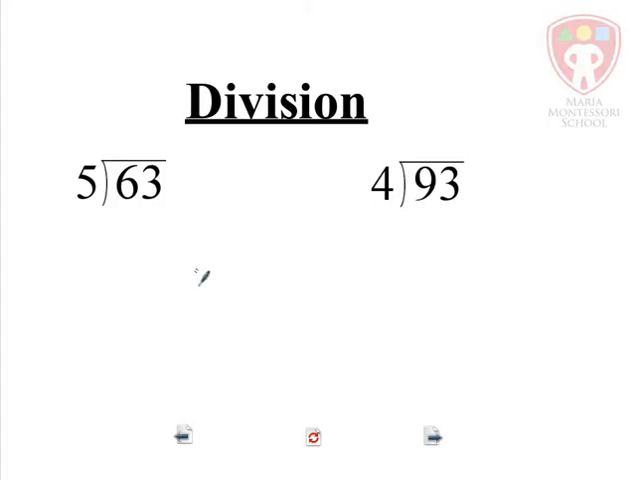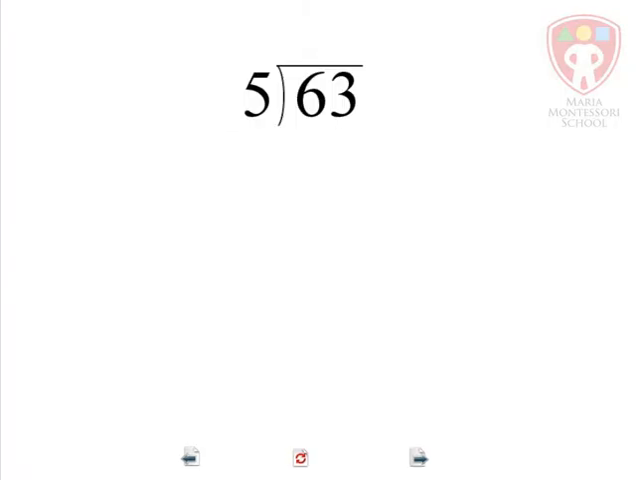Division. Well, you may wonder, we've been doing division for a while, why a slide on division? Here, the interesting thing is that we're going to divide these two numbers, but we're not going to get a whole number as an answer. We're going to get a decimal as an answer.